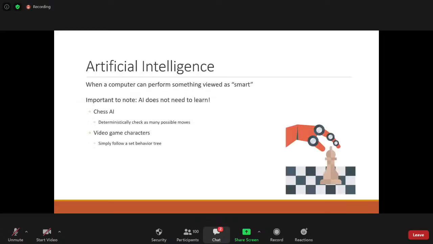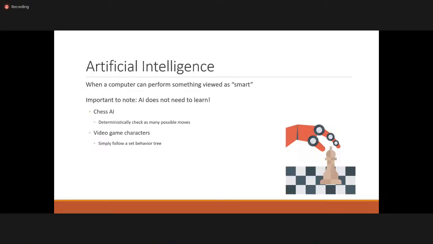Now, artificial intelligence is a little bit different than traditional computing. Traditional computing is usually defined as a computer simply following a list of steps. But artificial intelligence is when a computer can perform something viewed as smart. It's important to note that AI doesn't actually need to learn, contrary to popular belief. One example of this is chess AIs. As early as 1997, IBM created a chess AI called Deep Blue that was able to win against the then champion chess player. But none of this chess program used any machine learning, which is amazing to think about.